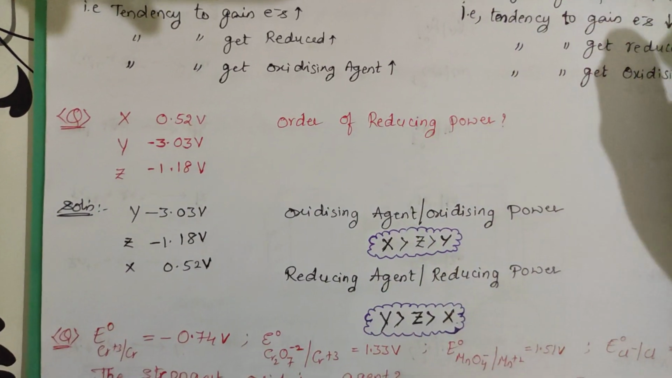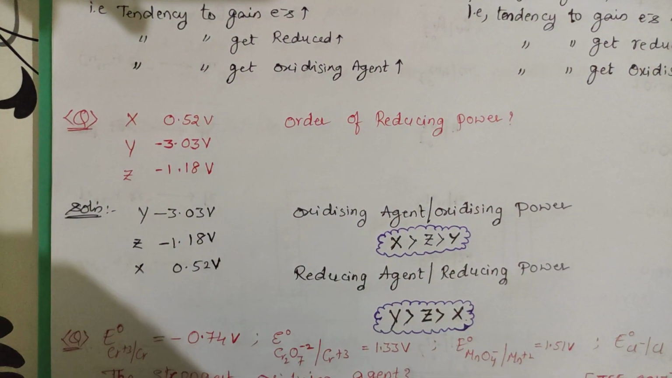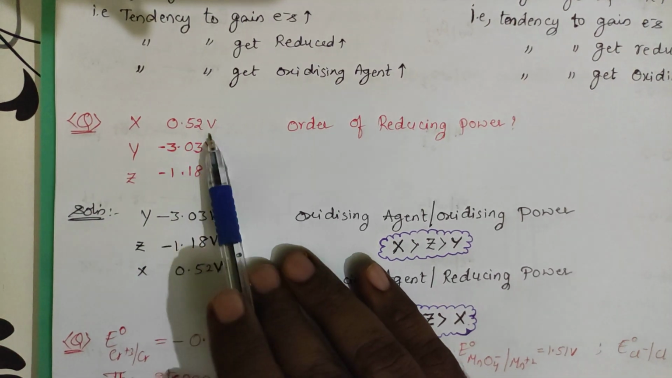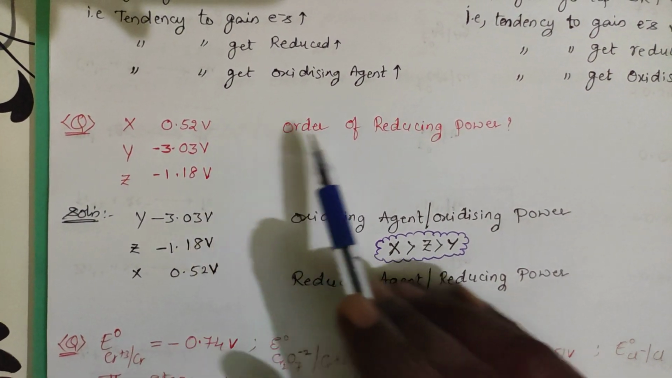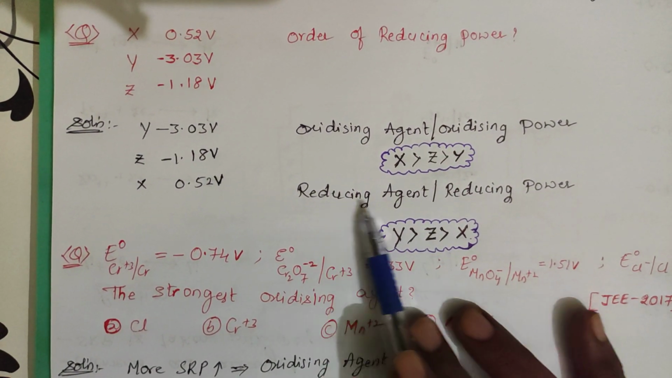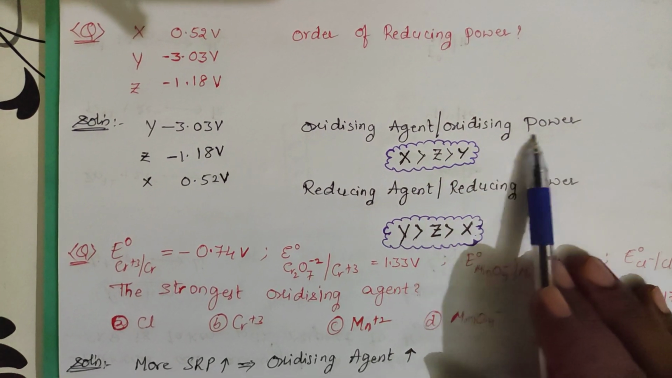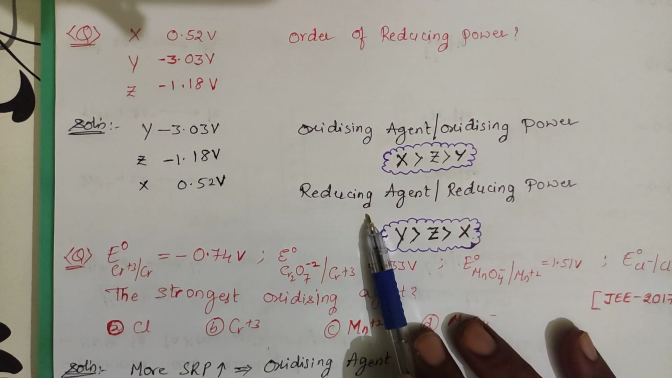Okay. Let us take one example. Elements X, Y and Z have been taken. The electrode potential of X is 0.52 volts, Y is minus 3.03 volts, and Z is minus 1.18 volts. What is the order of reducing power? Reducing power is also called the reducing agent, and oxidizing power is also called the oxidizing agent.